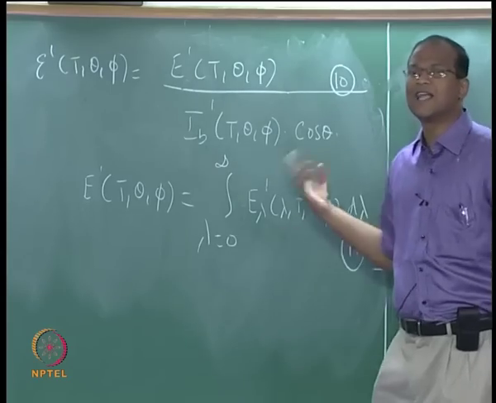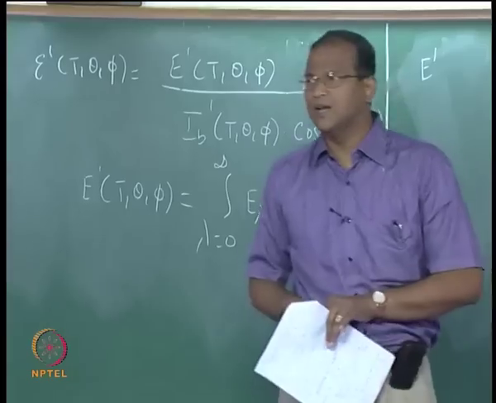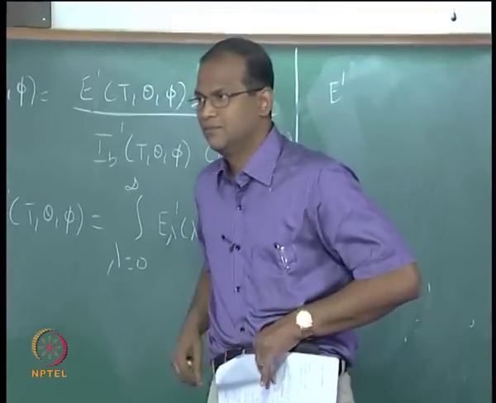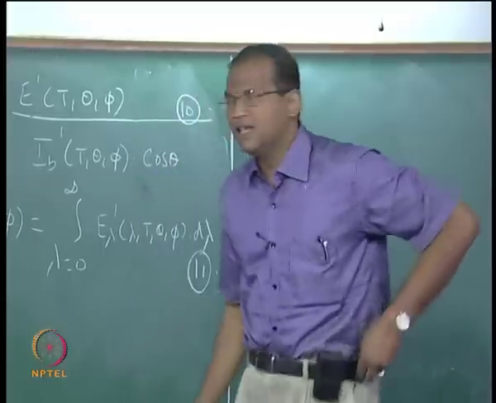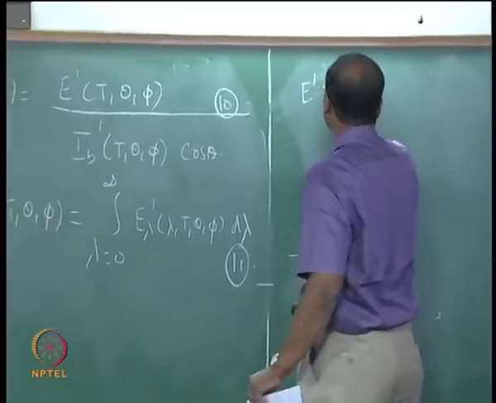This epsilon lambda dash can be written in terms of e lambda dash, correct? That is all. Now when you substitute everything, you will get the expression. Now, we will do this carefully.